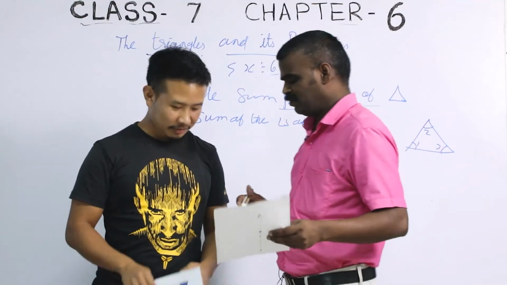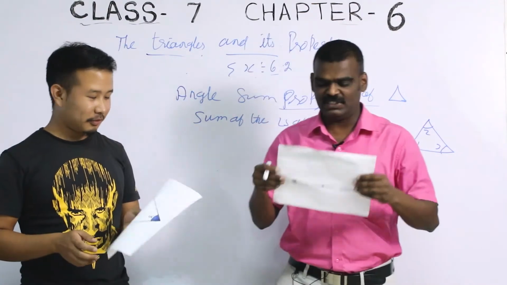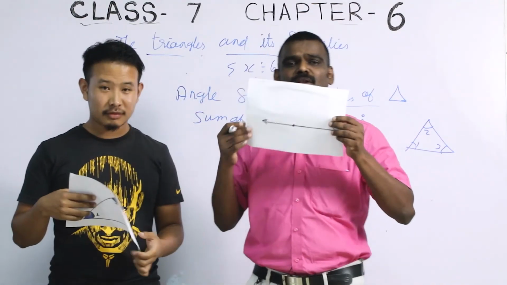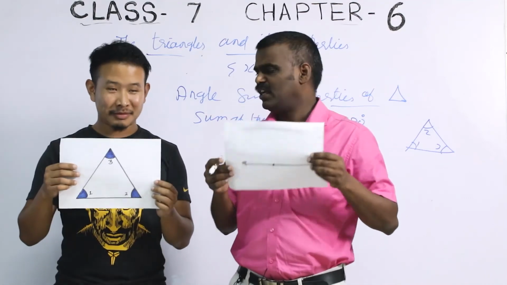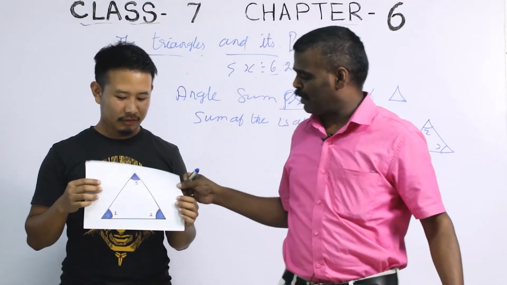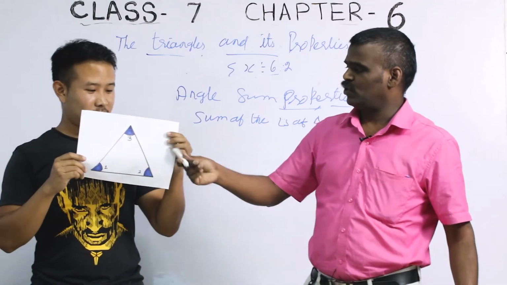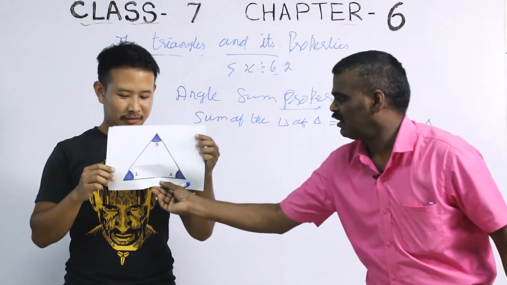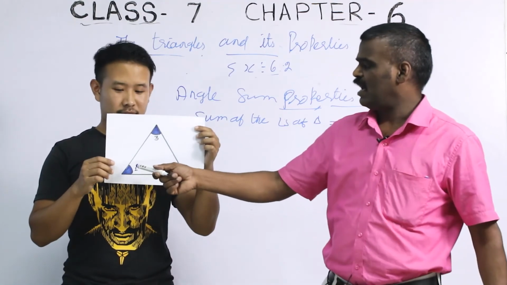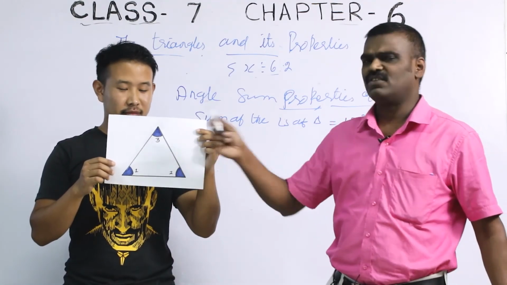Now, this is a straight line. I have a paper which has a straight line. Mr. Charles has one paper which has a triangle. The triangle has how many angles? Namely, angle 1, 2 and angle 3.